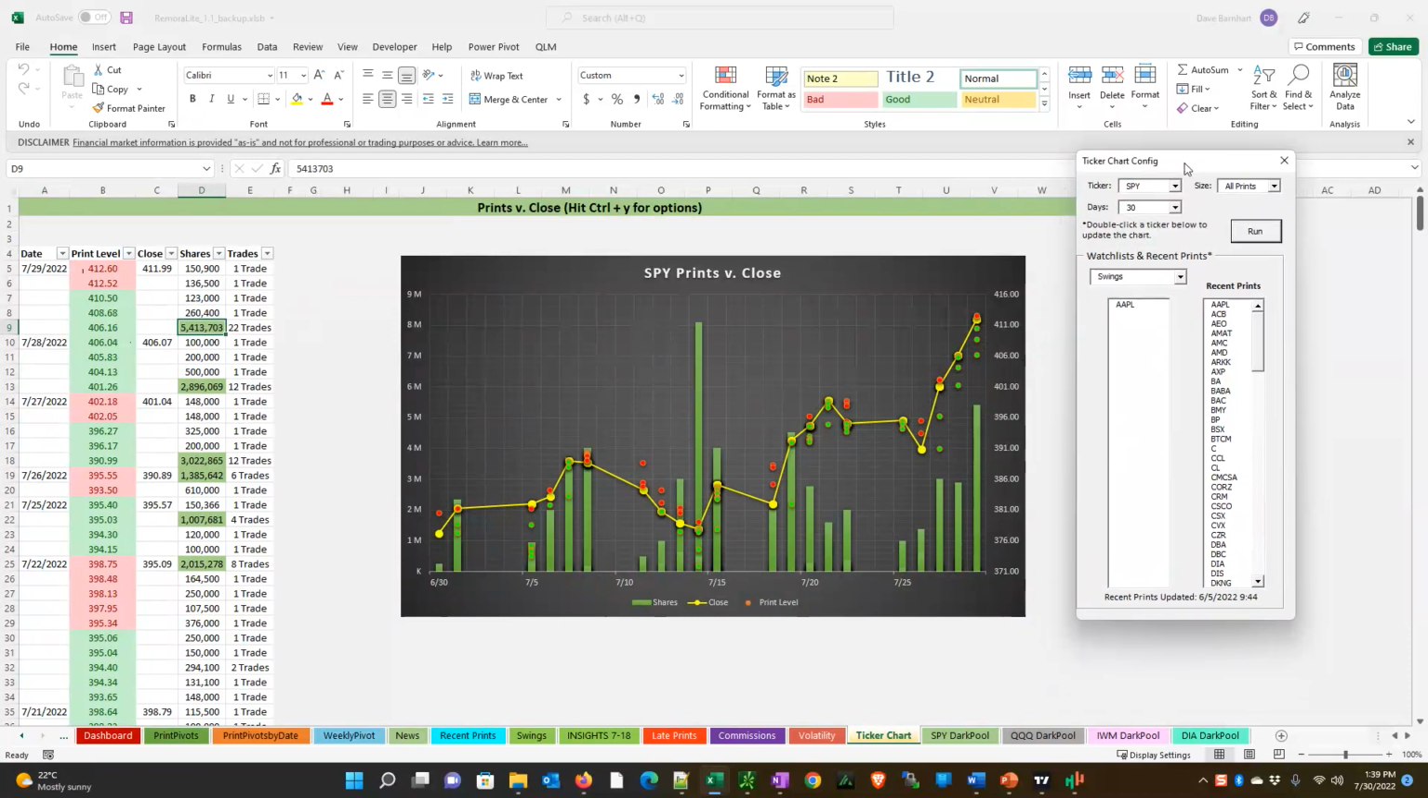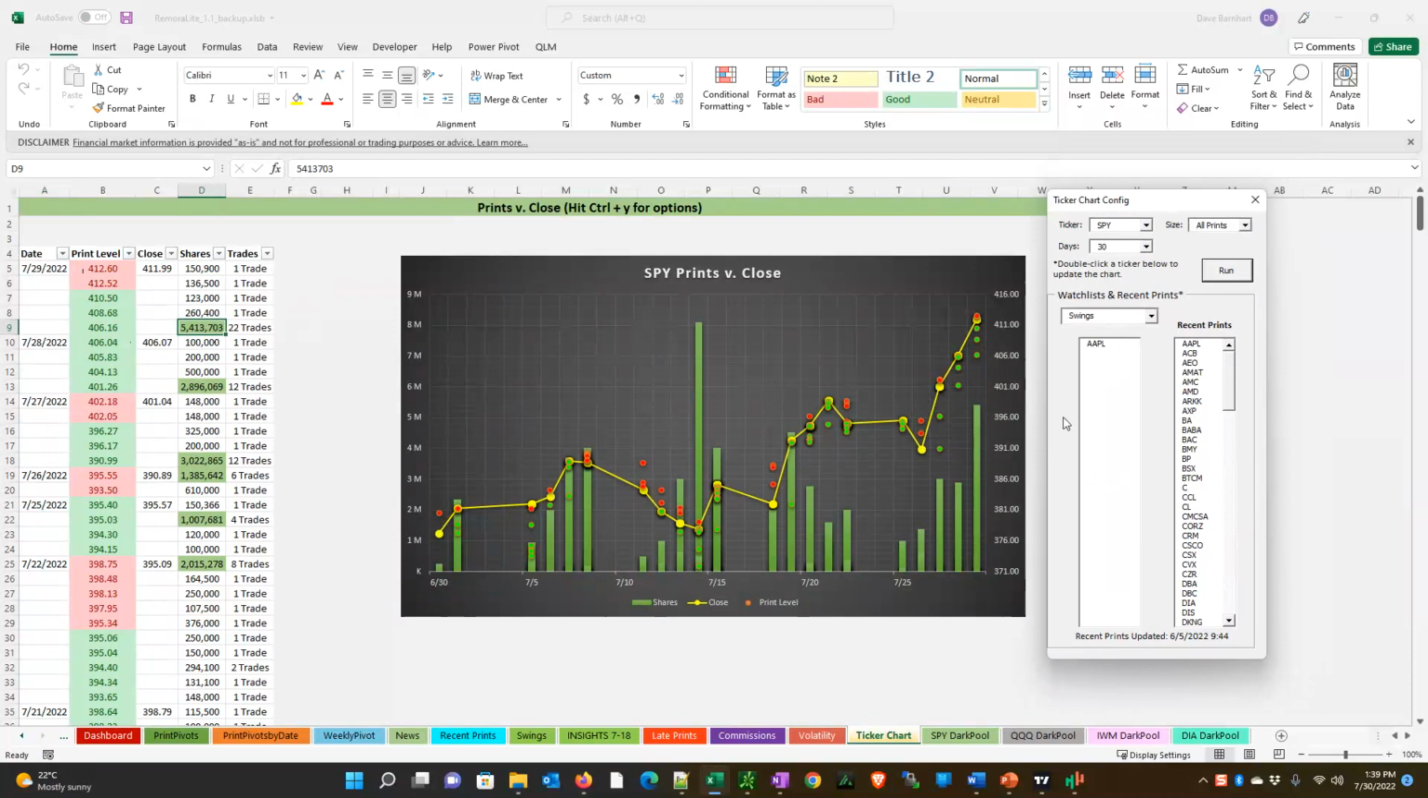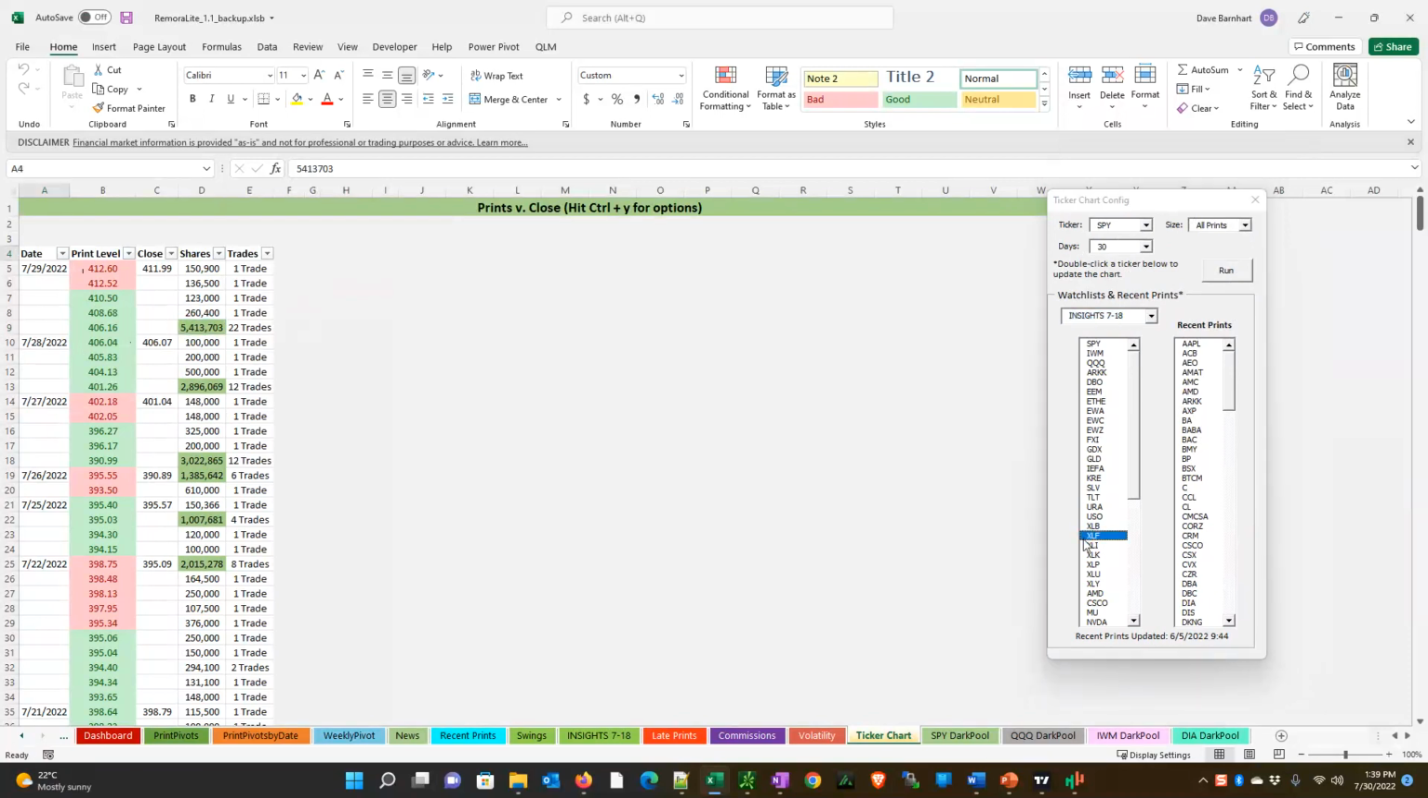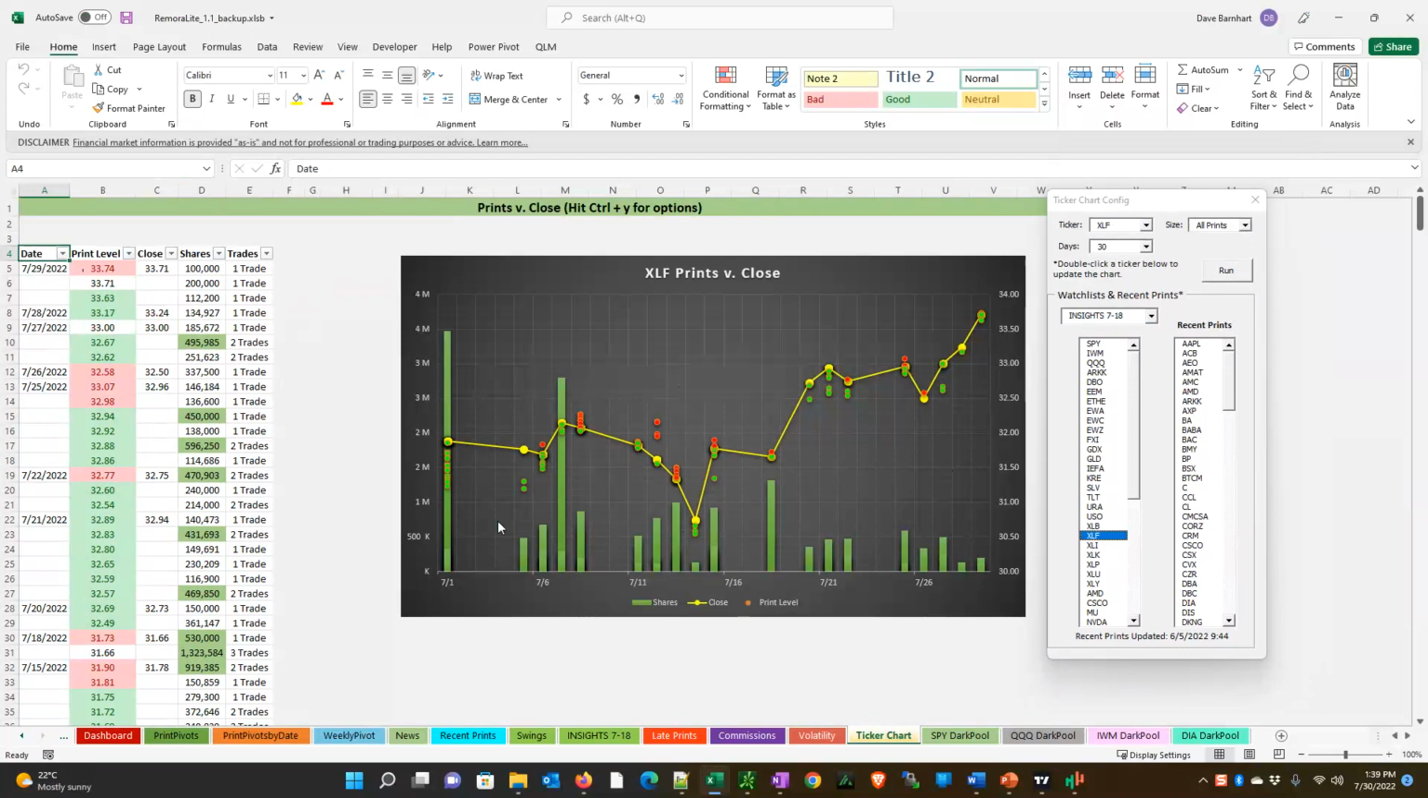So the other thing with this ticker chart is you can put any ticker that we have prints in there for. If we have different watch lists, then we can select that here. Now, the purpose of this is because you can put any ticker in and do it manually. But let's do, well, GDX, it's not a very good one. XLF, if we double click it, see, it instantly runs it for you. So you don't have to do anything. So if you have a watch list made, you can do that.